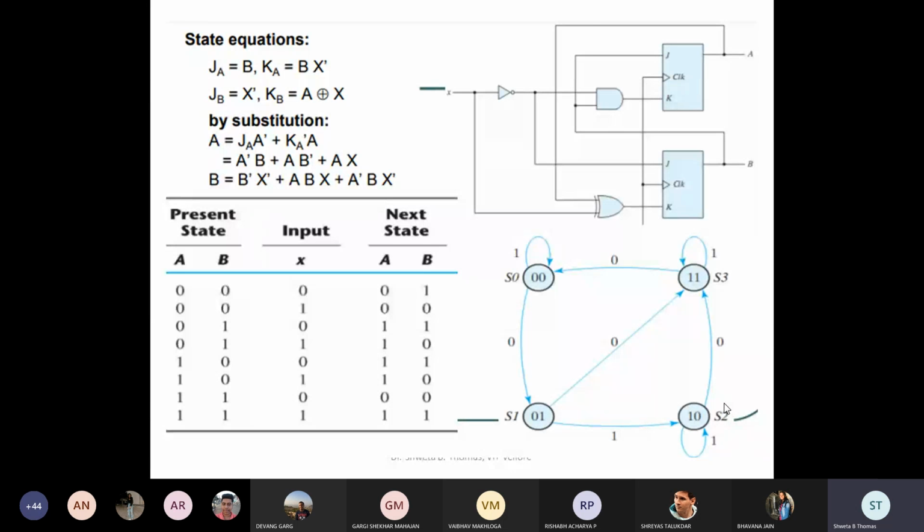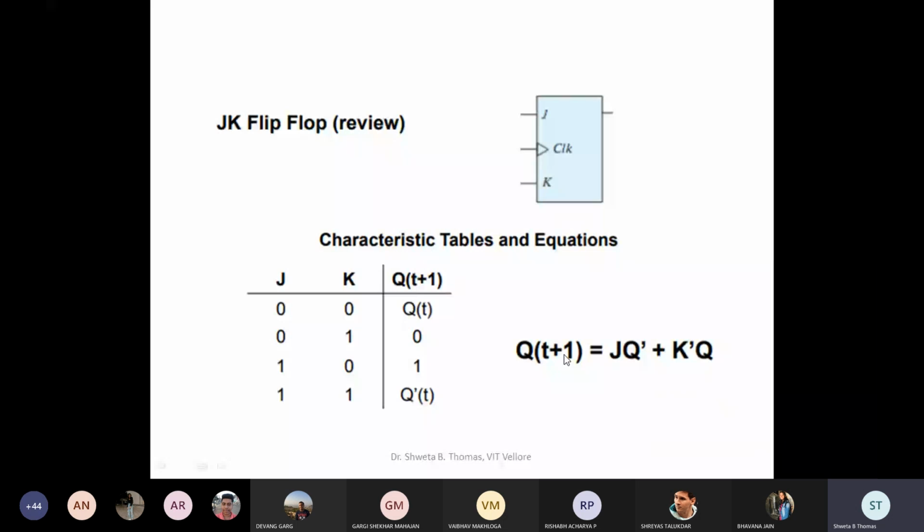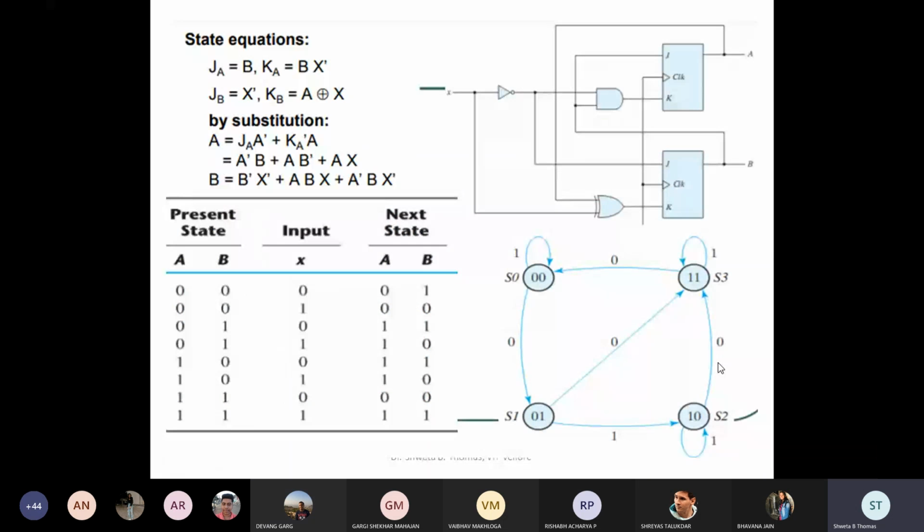Okay, students, any doubt, any confusion till this? Now, how are we writing that capital A(t+1), B(t+1) by substitution? Here you are asking, by substitution means the next state value? Yes, ma'am. I didn't understand that part. See, this one equation you can see, Q(t+1) is equal to J Q complement plus K complement Q. Yes, ma'am. In this way only we have mentioned. Understood? Oh, okay, ma'am.